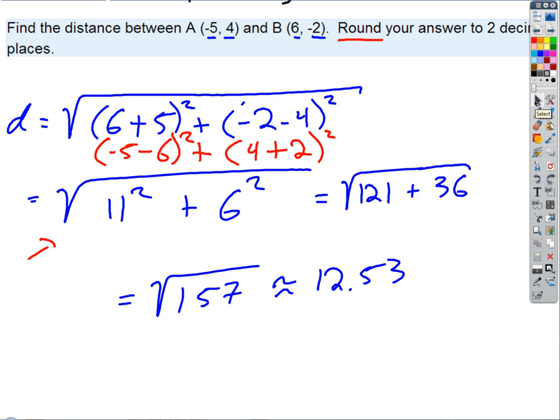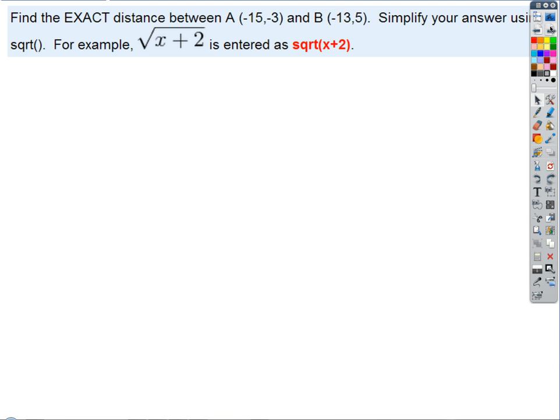Okay. Now here's the other one. These are a little different. It's another distance formula problem, but the wording is different here. It says something important. It says exact.